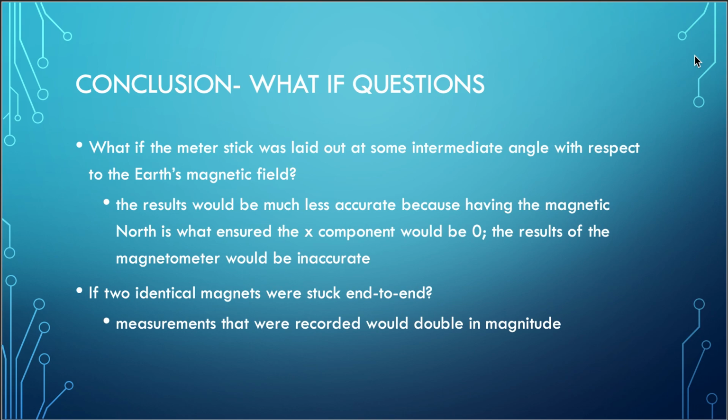And then another what-if question is, if two identical magnets were stuck end to end, what would be different? The measurements that were recorded, I think, would double in magnitude.